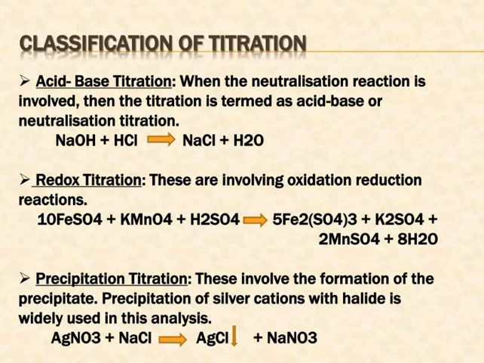Now precipitation titration. This is also a very important term. These involve the formation of a precipitate. Precipitation of silver cations with halides is widely used in this analysis. Look here, silver nitrate, when reacted with sodium chloride, gives silver chloride precipitate. So this is also a very important method of titration.